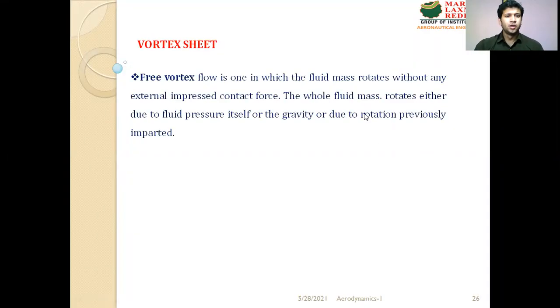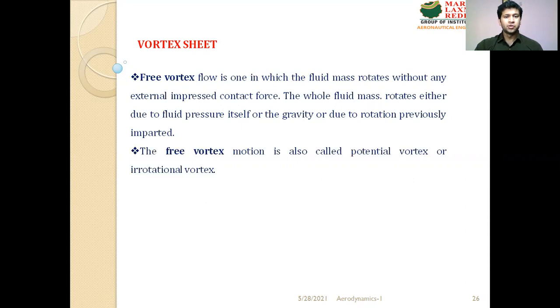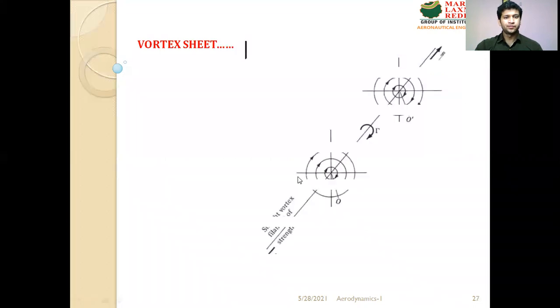Hello everyone. Now we'll see about vortex sheet. We know free vortex flow is one in which the fluid mass rotates without any externally impressed contact force. The whole fluid mass rotates either due to fluid pressure itself or the gravity or due to rotation previously imparted. The free vortex motion is also called potential vortex or irrotational vortex.